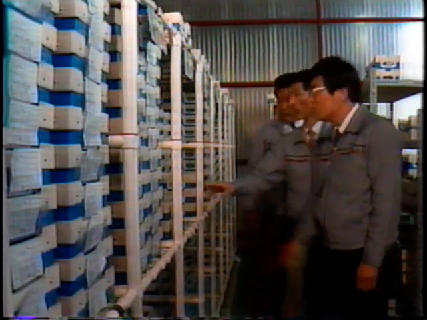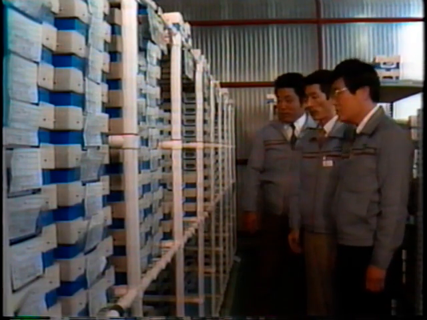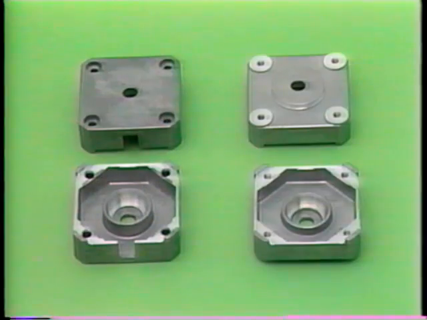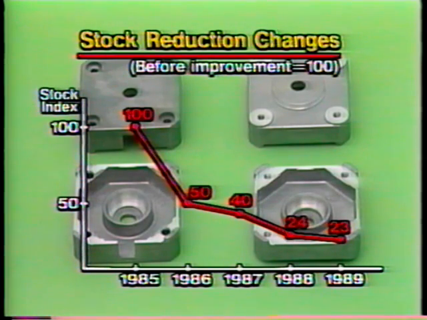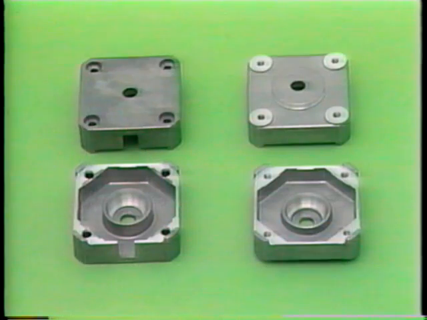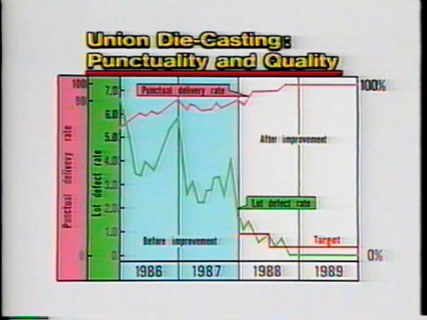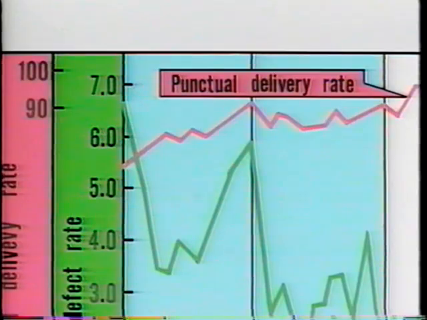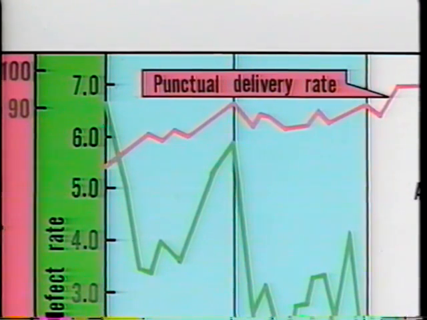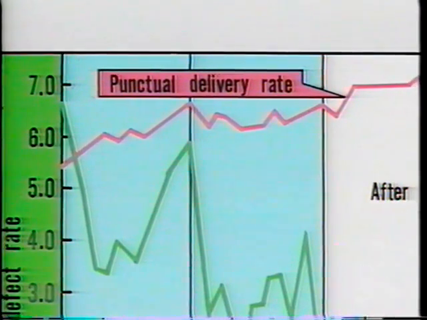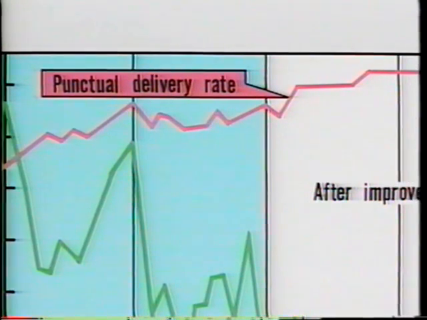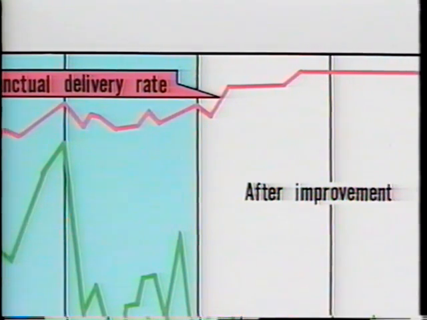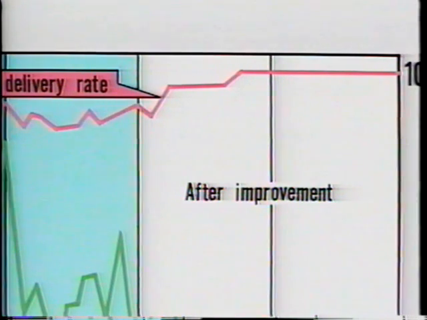Through meeting the difficult challenges of how to reduce stock and maintain observance of a 100% prompt delivery rate, they succeeded in achieving a 77% reduction in the stock of the popular PX models. The rate of punctual delivery, which used to be around 80 to 90%, shot up to a consistent 100% as a result of the improvements.